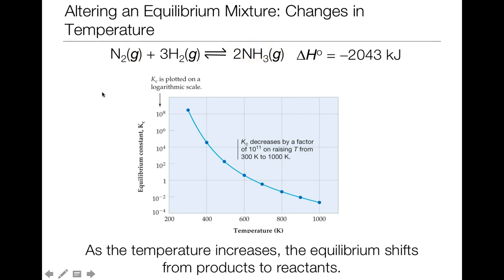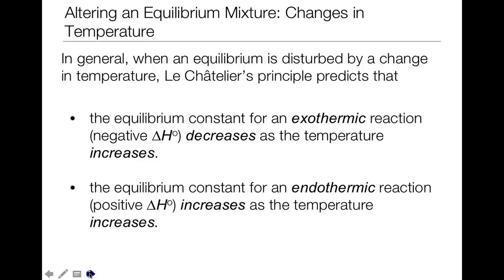So as you heat exothermic reactions, they actually produce less products. It seems counterintuitive, but it's only counterintuitive because we assume, which is true, that reactions go faster when they're heated. But we've got to remember that equilibrium big K is a ratio between forward and reverse reactions, which are both affected by temperature. So here's a summary.